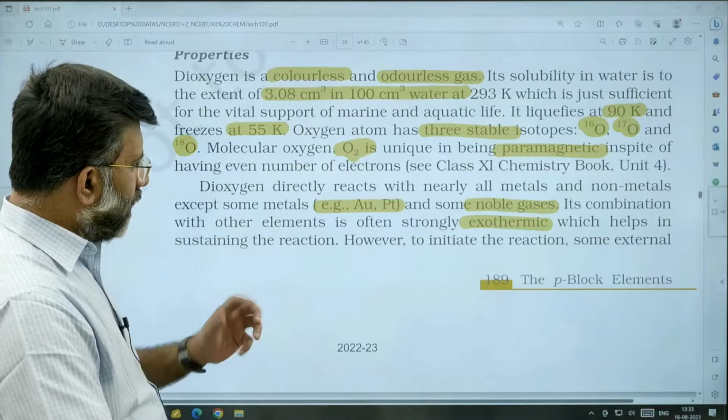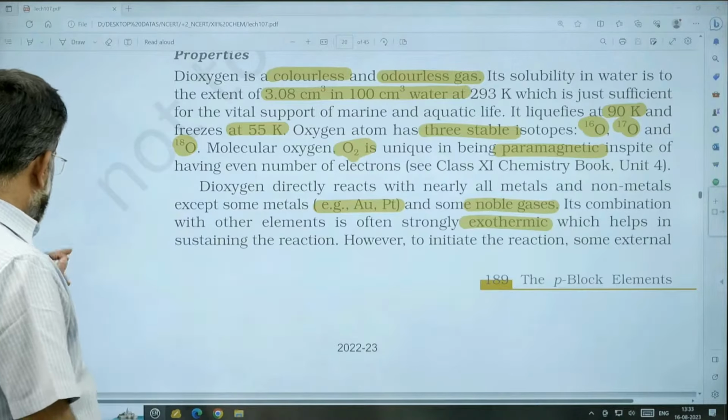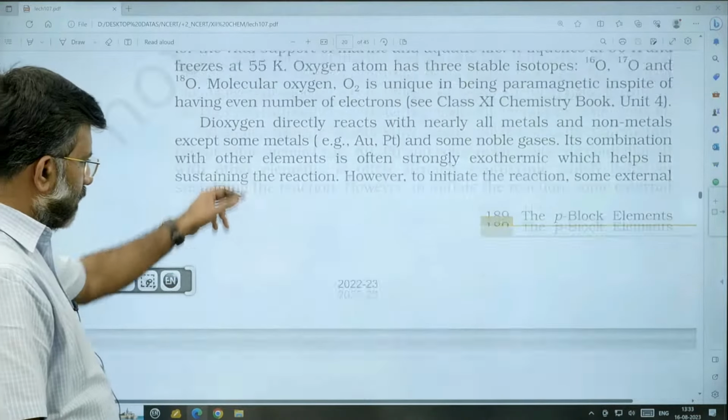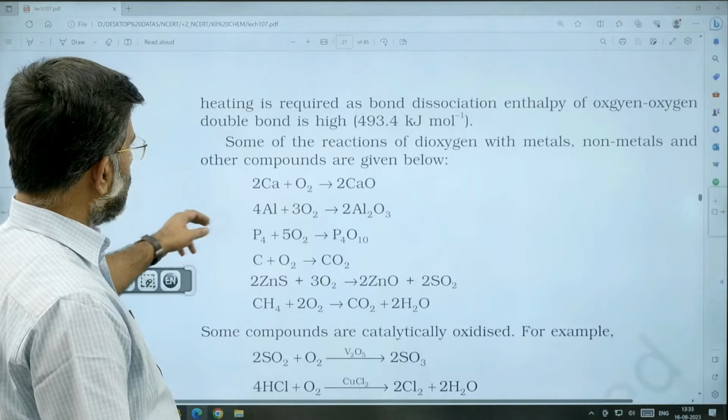However, to initiate the reaction, some external energy is required. That is, burning should be initiated with the flashing point.